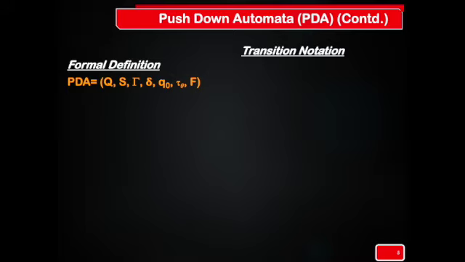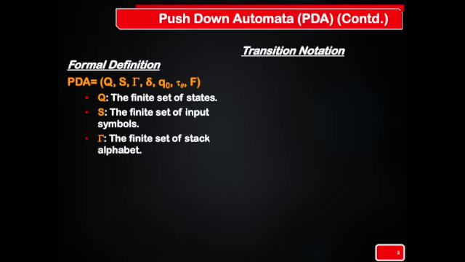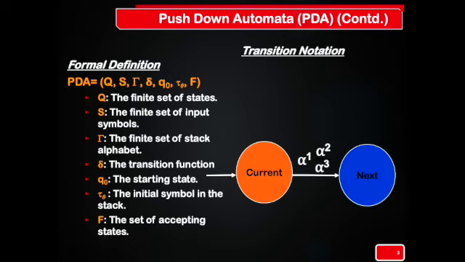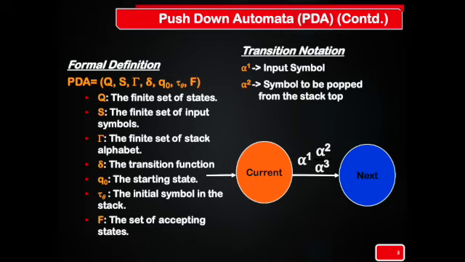Now let us focus on the formal definition and transition notation for the PDA. The pushdown automata is a set of tuples, so these tuples are Q, Sigma, Tau, Delta, Q naught, Tau naught, and F. I don't want to imitate the textbook for the transition notation. We'll use the most obvious approach. So here, to define a transition, we need to consider three parameters. Alpha 1, which is the input symbol, alpha 2 to be the symbol that would be popped from the stack, and alpha 3 is the symbol that will be pushed to the stack.